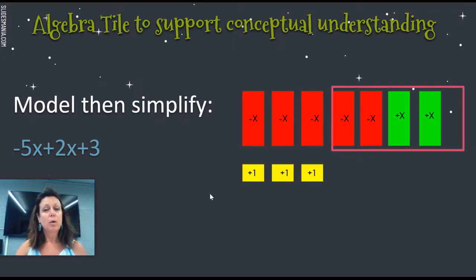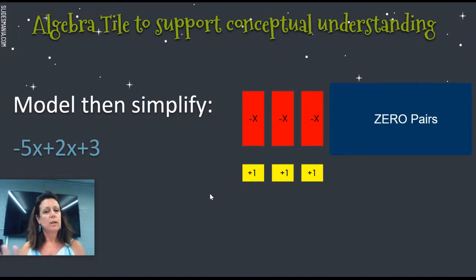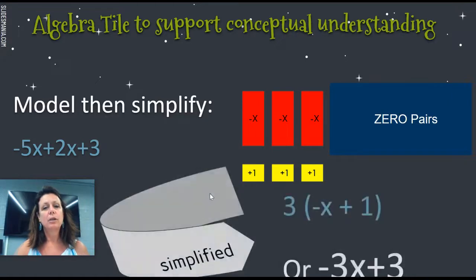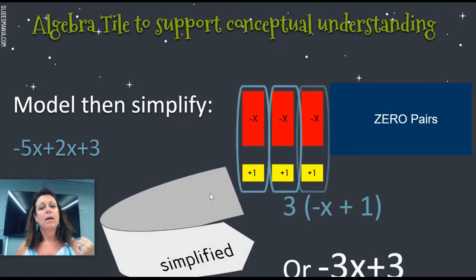If we create zero pairs, and zero pairs are when you take a negative value and pair it with a positive value, whether it is an x or an x squared or a constant, it will create what we call, like canceling out, a zero pair. And so here we have our 2 negative x's with our positive 2 x's. These cancel out and create that zero pair. And so if we just pull those aside, cover them up, we now have this simplified expression where we have 3 x's that are negative, and we have 3 positive constants.